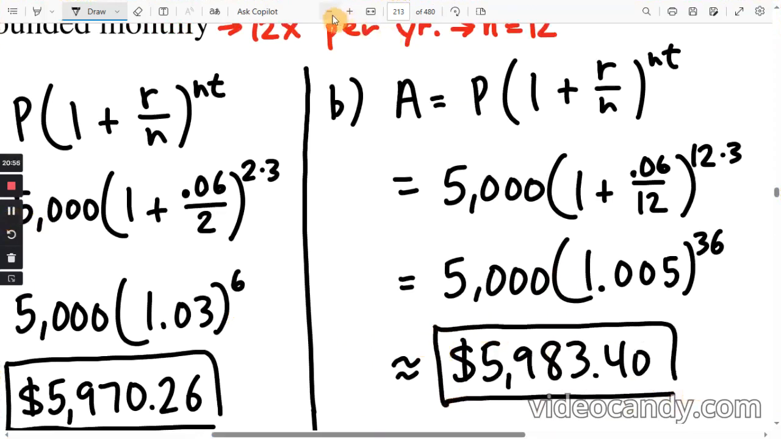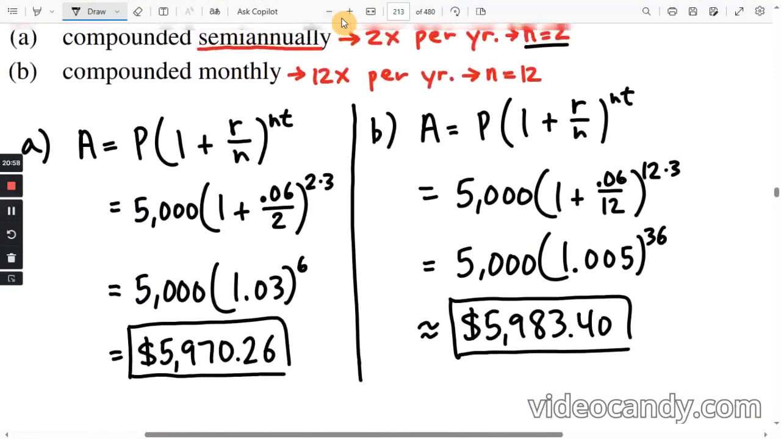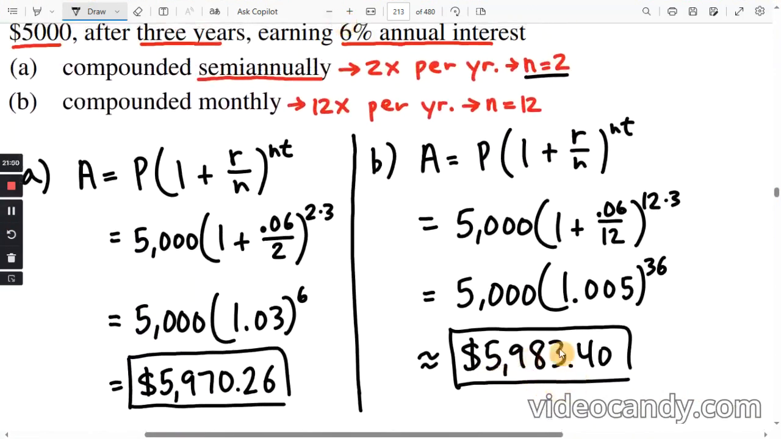Now notice the same interest rate gave us more money in part B. And that's because it was compounded more often. It was compounded 12 times per year instead of 2 times per year. So more compounding means a little more money, even though the interest rate was the same.